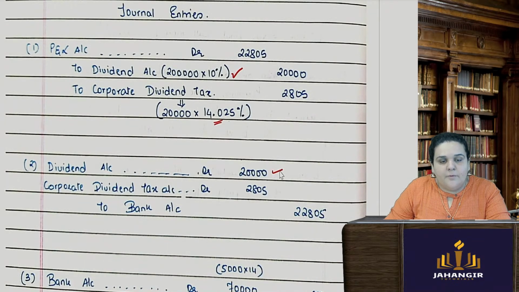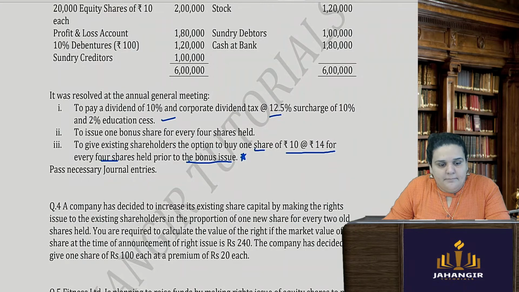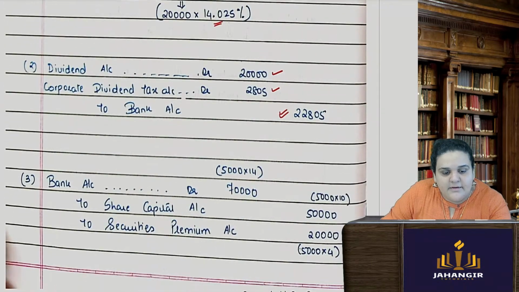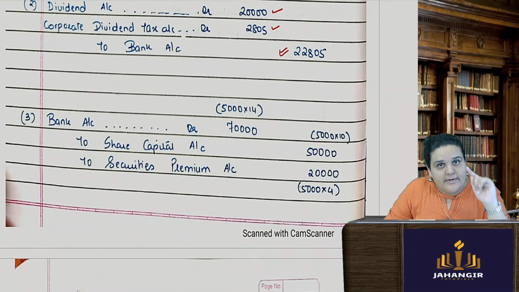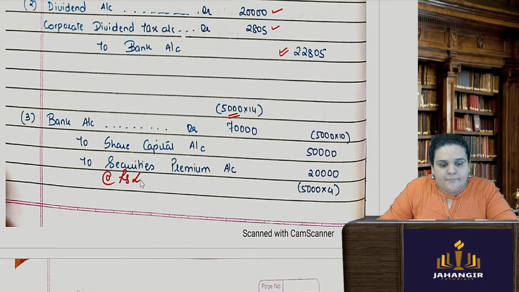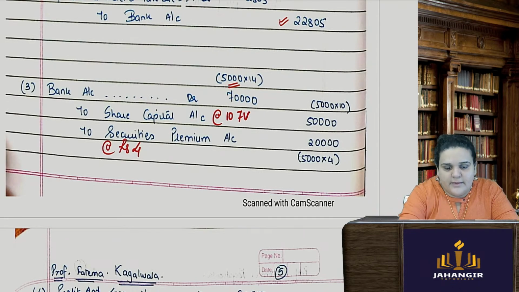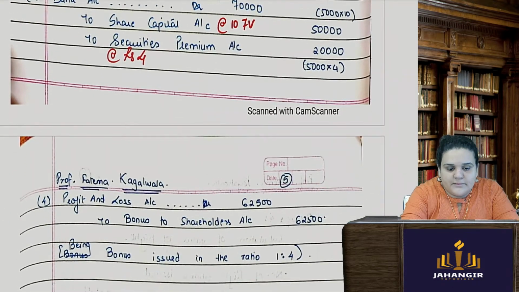Dividend account debit, corporate dividend tax account debit, to bank account, payment done by the company. Okay, so I am done with my first part, dividend paid. Now the second one: first I am going to do the right issue and then go to the bonus. In case of the right issue, I have told my shareholders I am giving them 5,000 right shares at rupees 14. That means 4 rupees is premium. This has to be at 10 rupees face value. So 14 into 5,000, equity share capital will always be at face value and securities premium is 4 rupees.